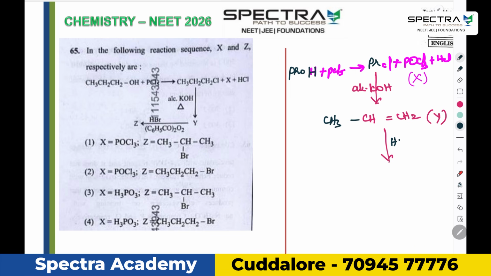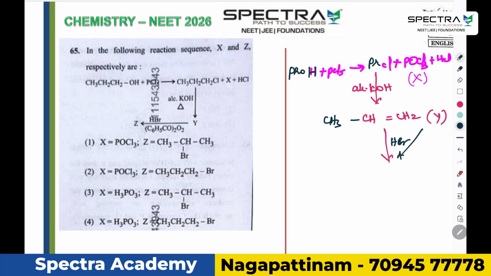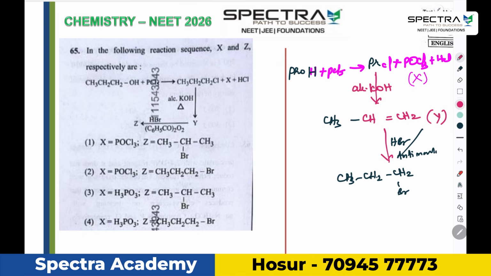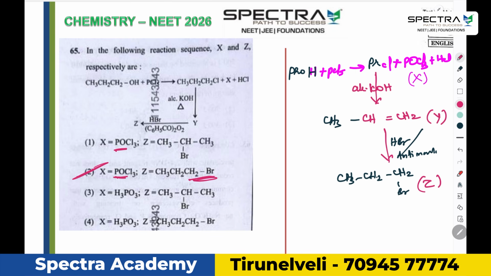And when this propene is treated with HBr in presence of peroxide, anti-Markovnikov addition will happen and you'll get CH3, CH2, CH2, Br. So the perfect answer for this question is X and Z are POCl3 and anti-Markovnikov product. So the answer is option 2.